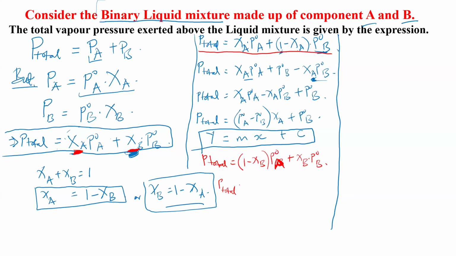So meaning it will be P total equal to open brackets. 1 times this will be P naught A, minus this times that, it will be mole fraction of B times P naught A, plus mole fraction of B times P naught B. Then if you collect like terms together, in brackets we can have P naught B minus P naught A. Some of you are going to get confused here, but I hope you're not. I want to be sure that everyone is able to internalize that.